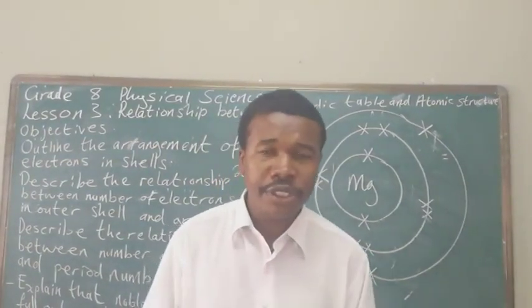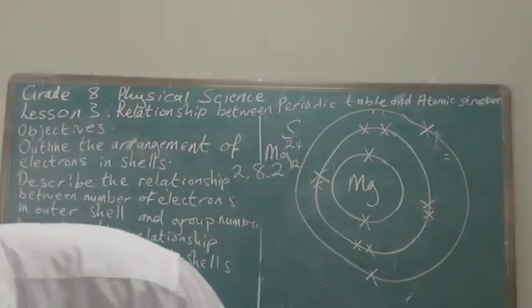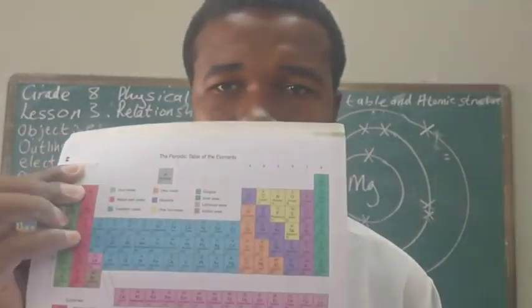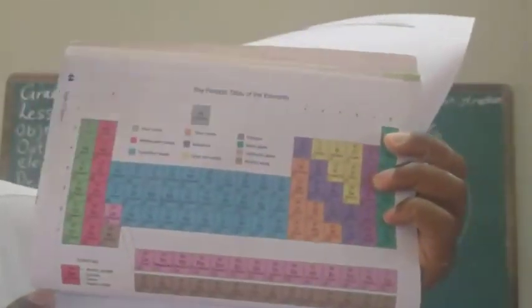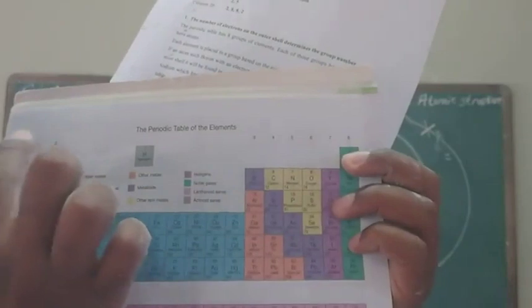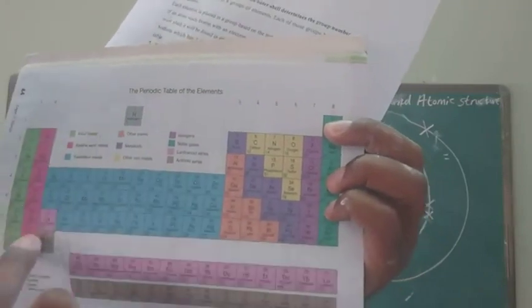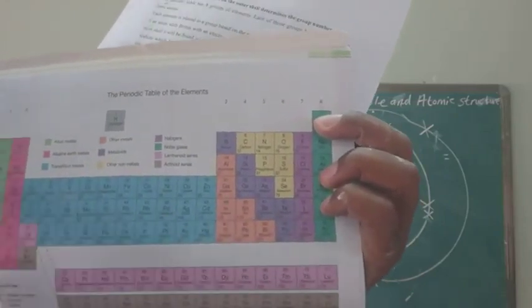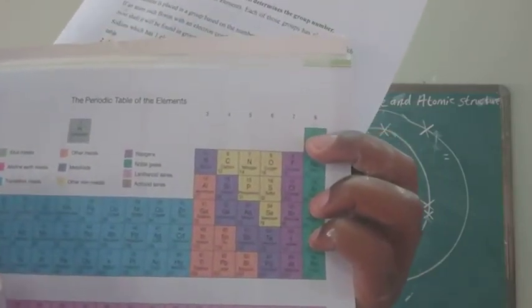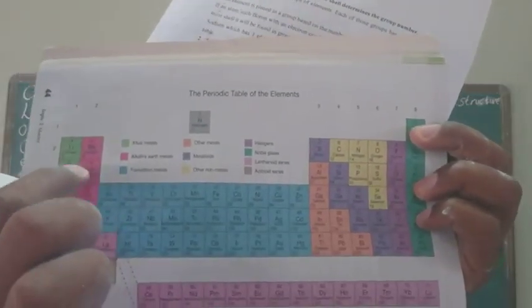And in which period do you find magnesium? If you look at your periodic table, remember the groups are the vertical columns, group 1, 2, 3, 4, 5, 6, 7, 8, and the periods are horizontal. Observe that the period number can even sometimes be written for you. The period number for magnesium is period 3.